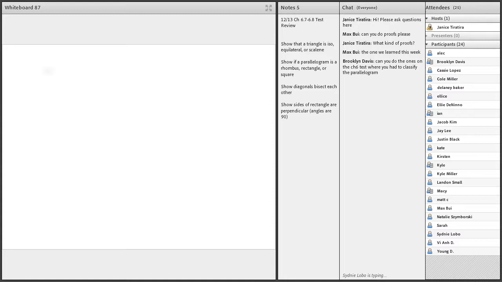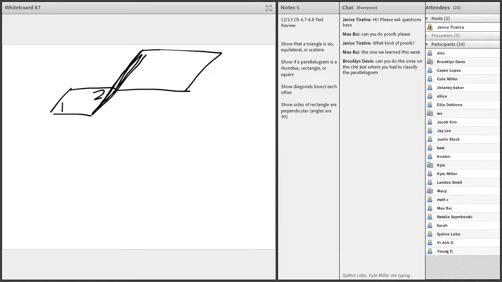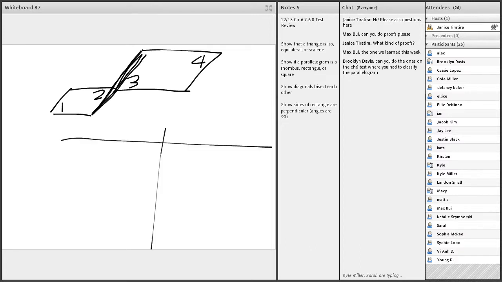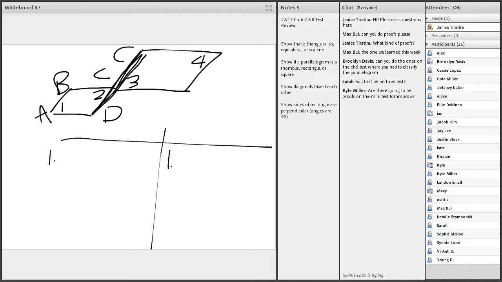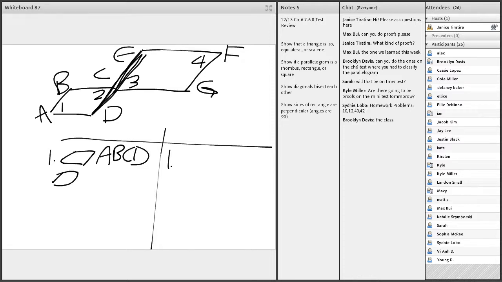Okay, so there were proofs from chapter 6 tests from last week, and we had to classify the parallelogram. So one of the questions, I think the one that Brooklyn is maybe talking about, is the one that looked like this on the test. So this is one full segment. So if I put numbers like 1, 2, 3, 4, and if it's asking us, this is an old one, but if it's asking us A, B, C, D, E, F, G.